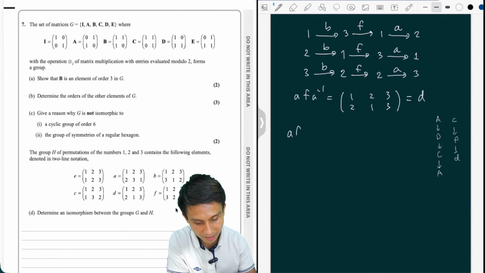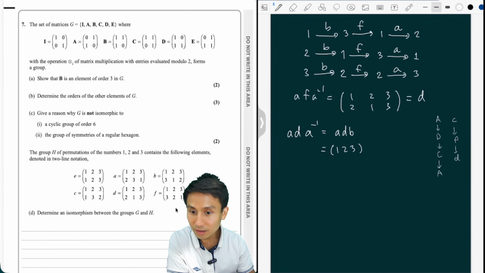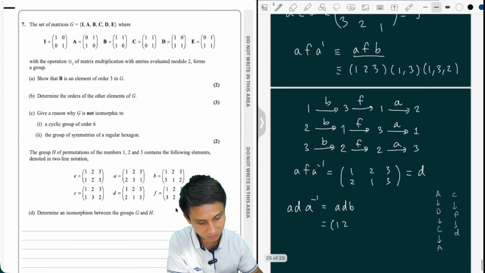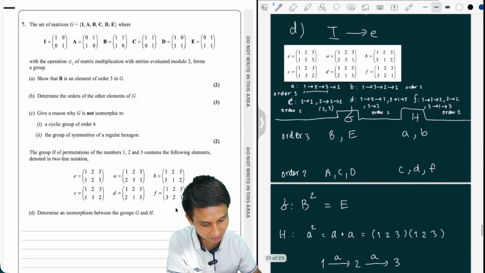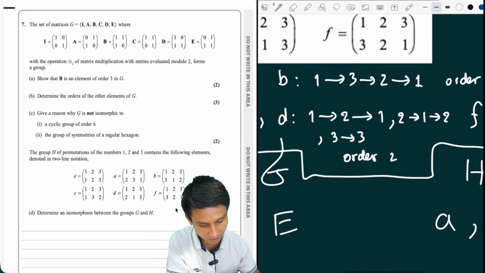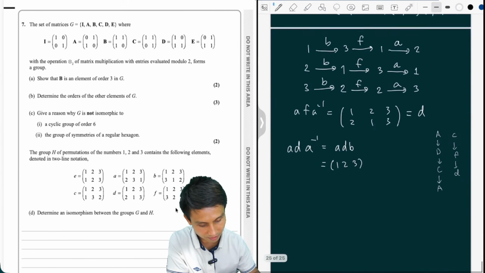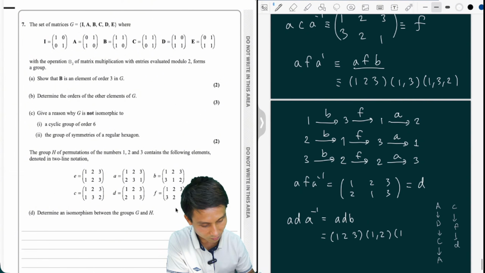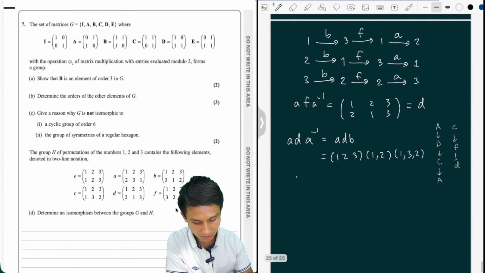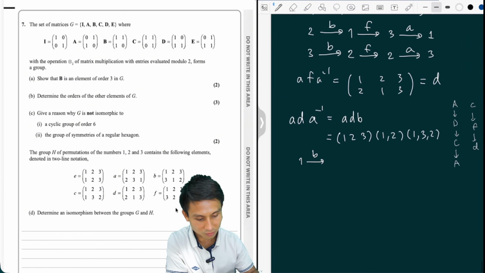So if we do A, F, A inverse, sorry, A, D, A inverse now, that's going to be the same as A, D, B. Okay, so that's going to be the same as 1, 2, 3. Because that was, no, sorry. Was it 1, 2, 3? Yeah, A is 1, 2, 3. What is D? Well, looking back in our mapping here, D was 1, 2, right? D was 1, 2. And B was the same as 1, 3, 2. All right. So again, 1, mapping by D first, we get 3 here.